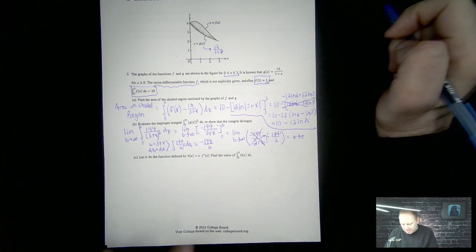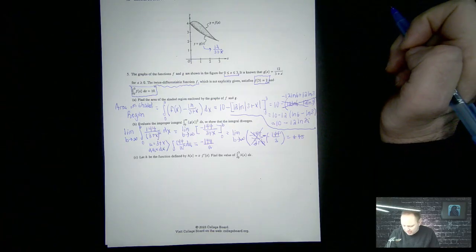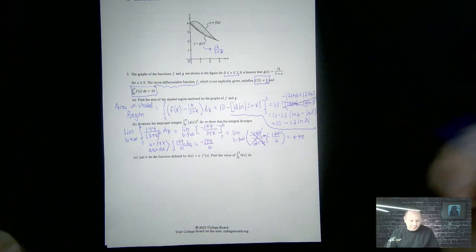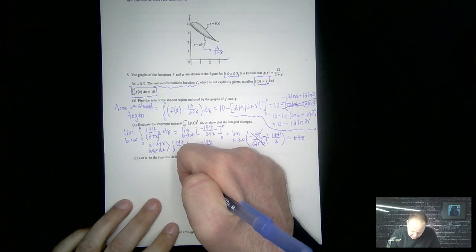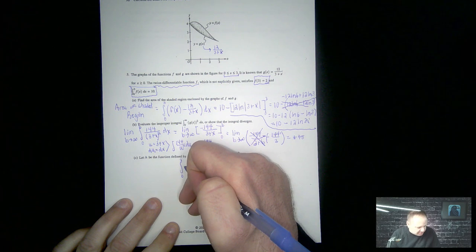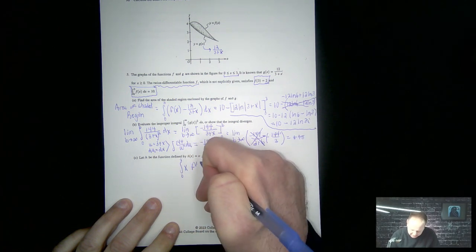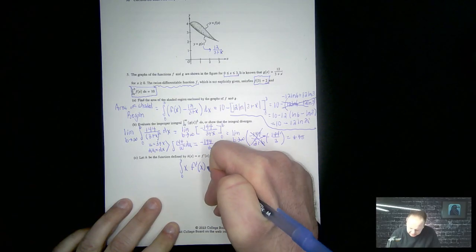Let h be the function given by this. So we have a product of x times f prime. Find the value of the integral from 0 to 3 of h of x dx. Okay, I'll substitute in the integral from 0 to 3 of x times f prime of x dx.